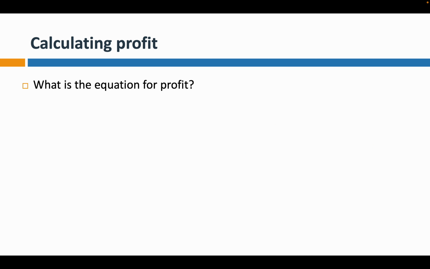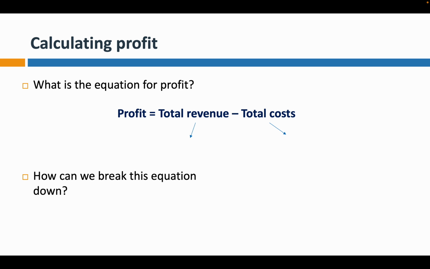How do we calculate a profit? That's what we need to start with. What is the equation for profit? As you saw in the last video, it is calculated as total revenue minus total costs. And this equation can be broken down into more detailed variables.